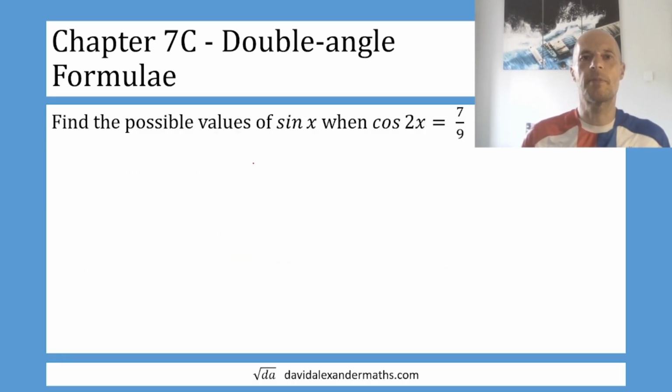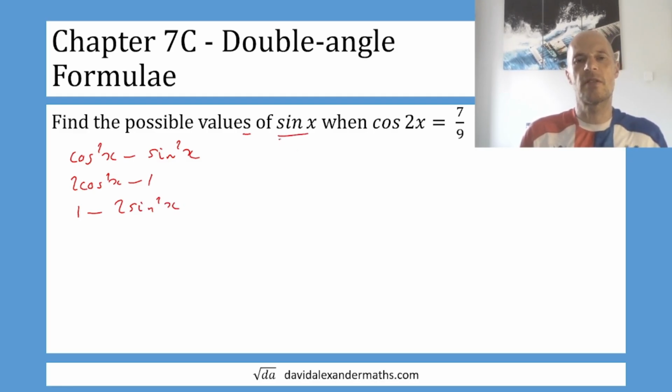Okay, here's another example. What are the possible values, plural, of sine x when cos 2x is 7/9? So we know that cos 2x can be written as cos squared x minus sine squared x, as 2 cos squared x minus 1, or 1 minus 2 sine squared x. So we want sine x, so maybe it's better to use the one that's only got sines in it. So I'm going to take this one. So cos 2x can be written as 1 minus 2 sine squared x.